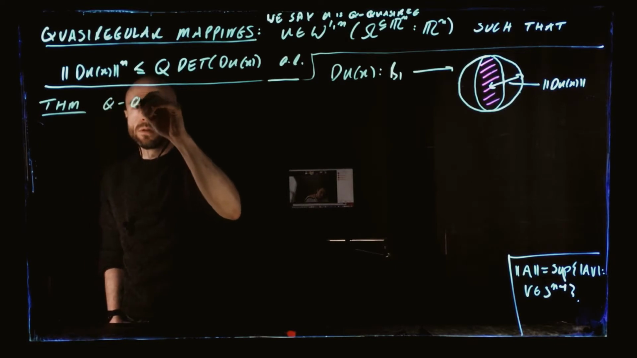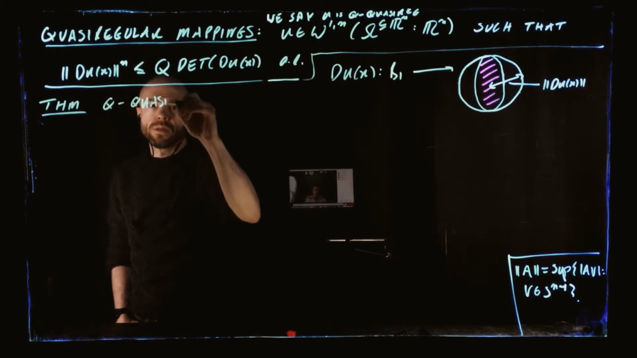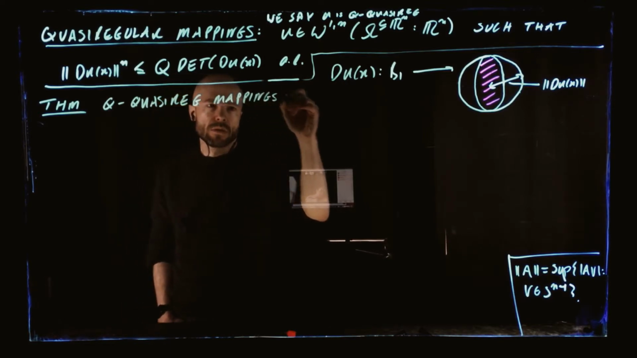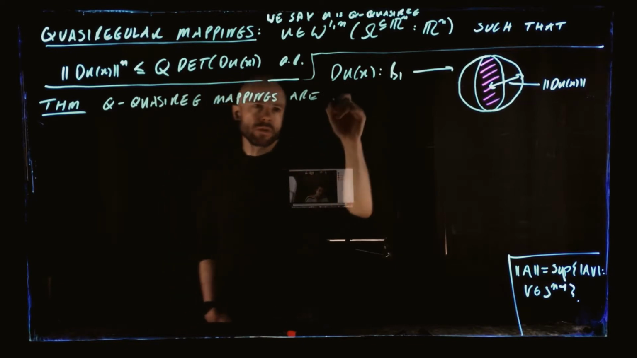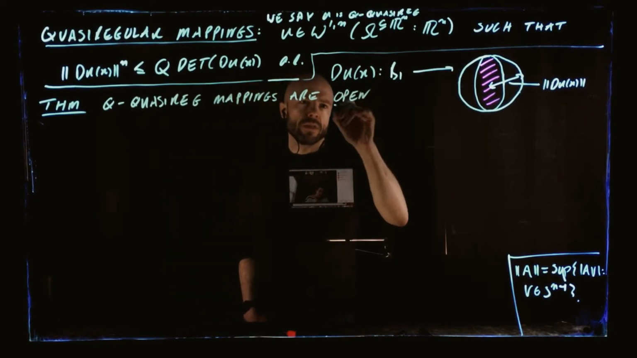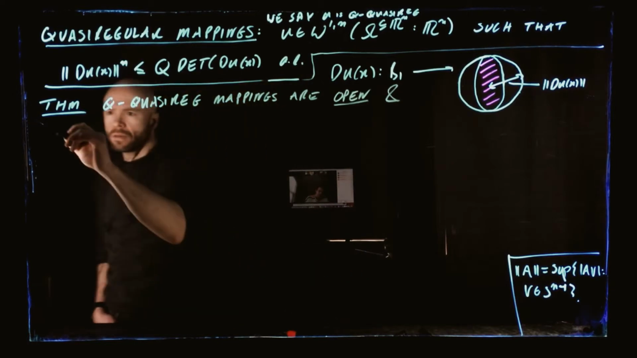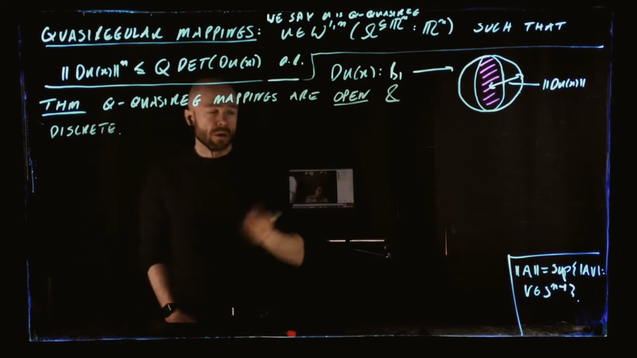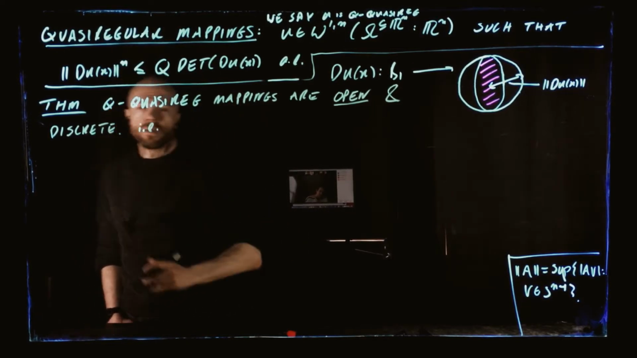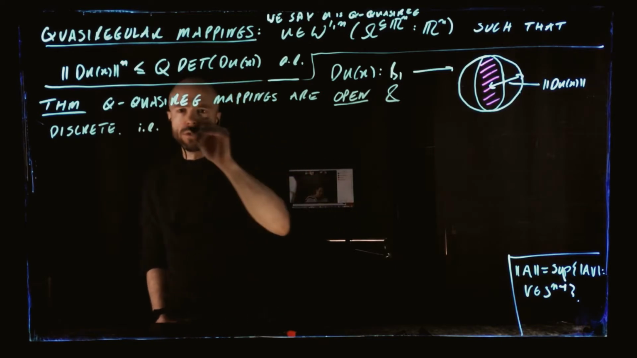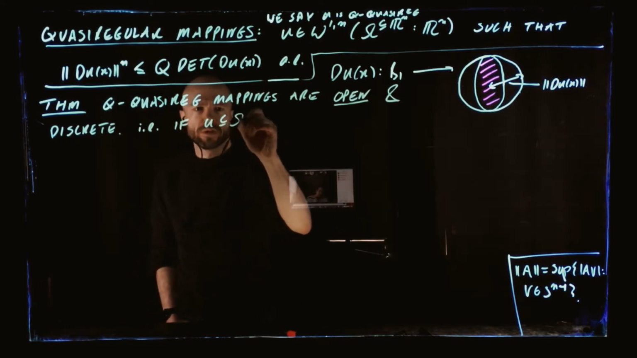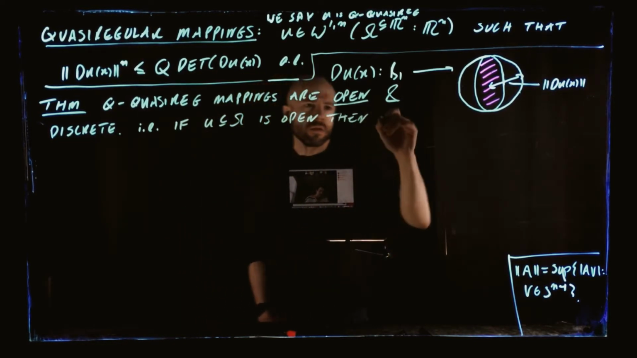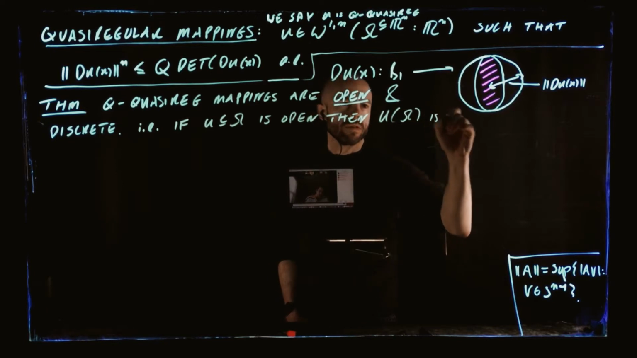So q-quasi-regular mappings are open and discrete, and I'll say what this means in a minute. So open means that the image of open sets is open. So if U contained within omega is open, then u of omega is open.